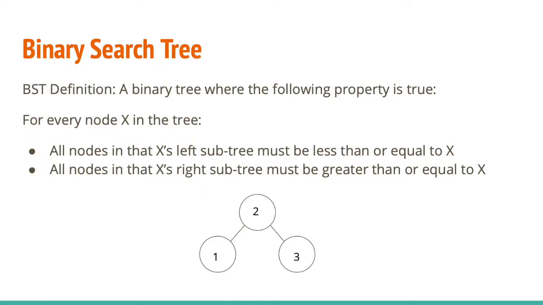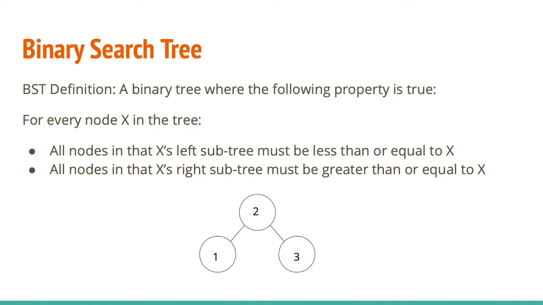The final topic that we will cover today is binary search trees. Binary search trees are a type of binary tree with specific properties that make them very efficient to search for a value in the tree. All binary search trees have the following property. For every node x in the tree, all nodes in x's left subtree must be less than or equal to x, and all nodes in x's right subtree must be greater than or equal to x.